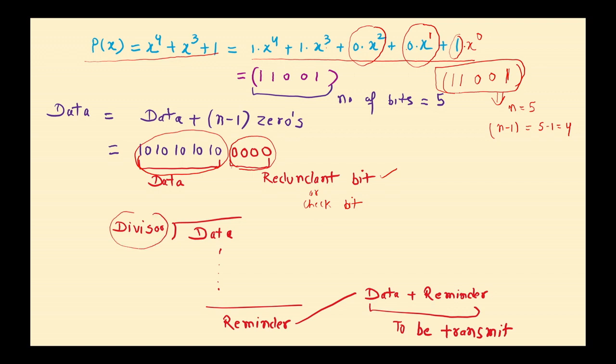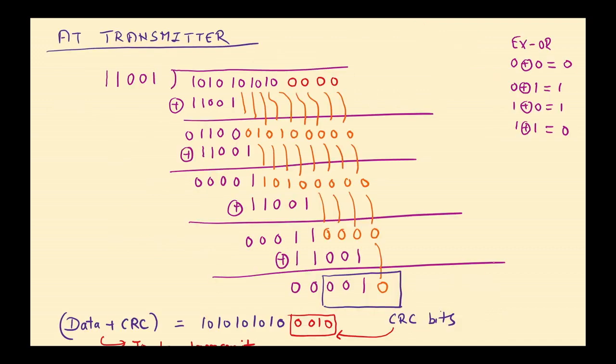So there is a divisor, and now we write this data here and perform the division operation, and we have to check the remainder. This remainder value denotes the CRC, and this CRC is included in the data. This remainder is nothing but the CRC. So we go to the calculation part.